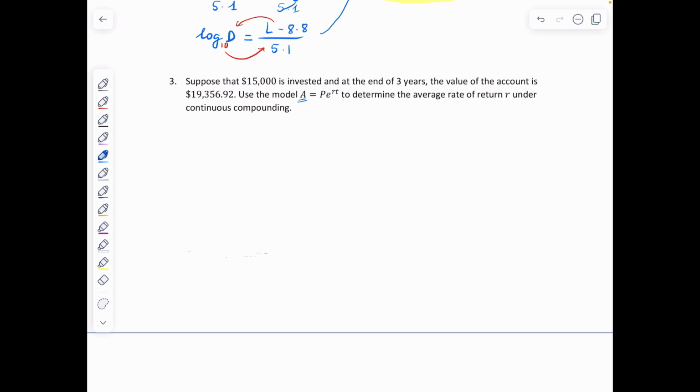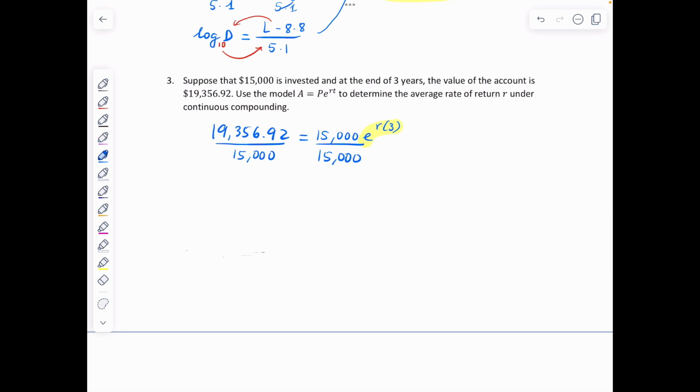Okay, so do we know A? A is the amount that we want to be at the end of the period, and that amount is $19,356.92, and that's at the end of 3 years. P is the initial amount invested, so that's $15,000. e^r, that's what we're trying to find, and t is 3. Okay, so this is an exponential equation again. We are going to isolate e^(r times 3) first by dividing both sides by 15,000.